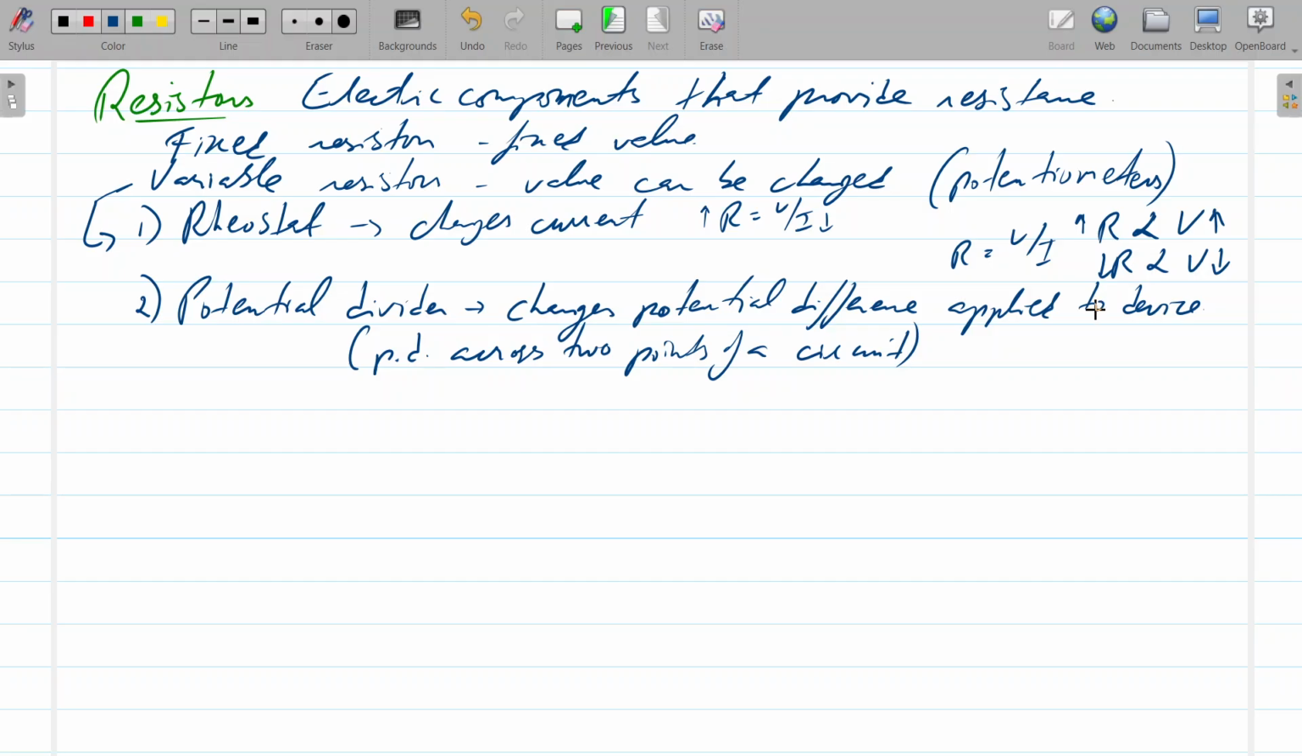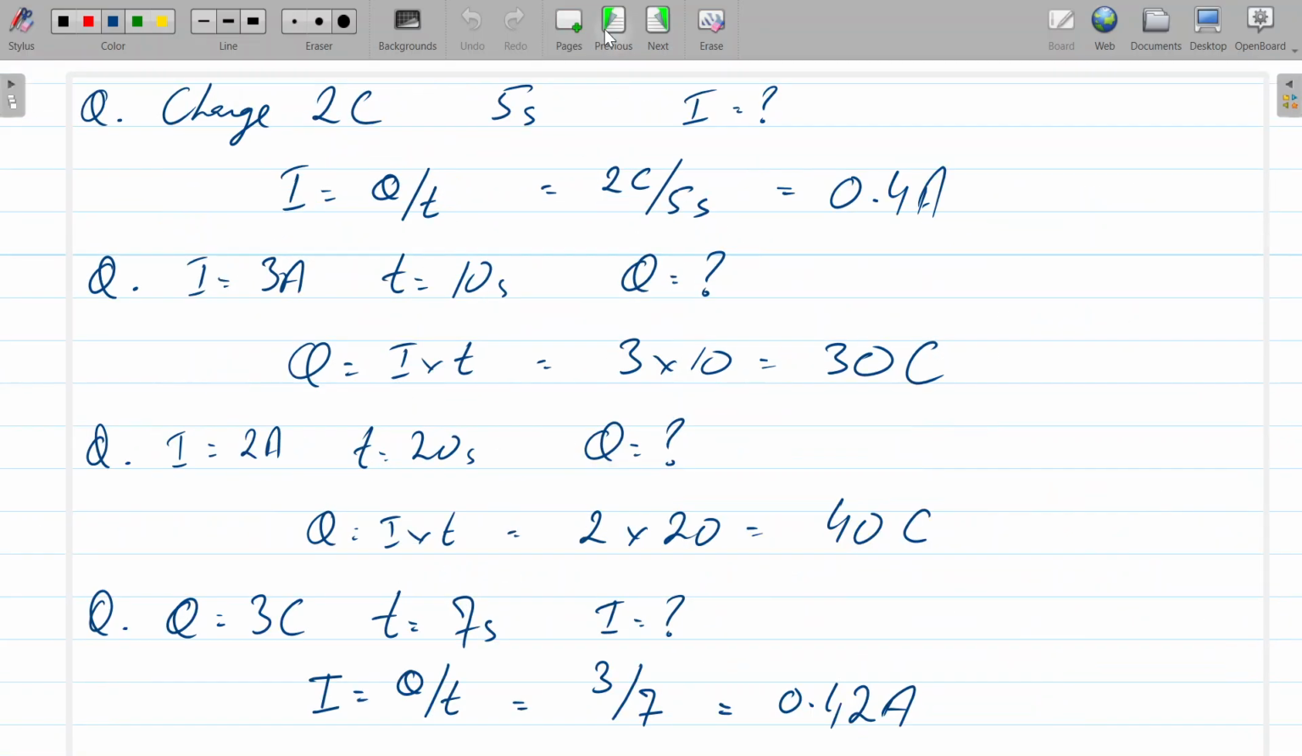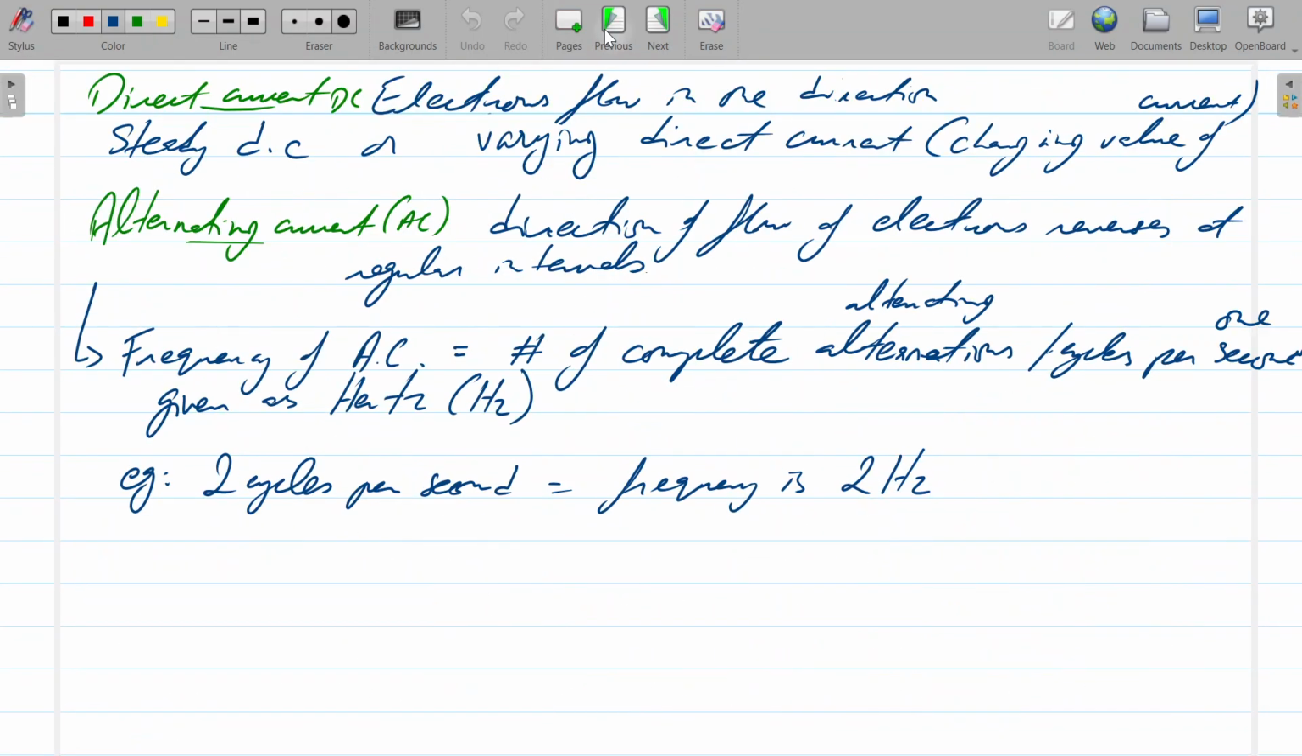Can I ask something? Yeah. Question. What's the difference between current and volts? Current and volt. We need to go back for that. You got confused just now.